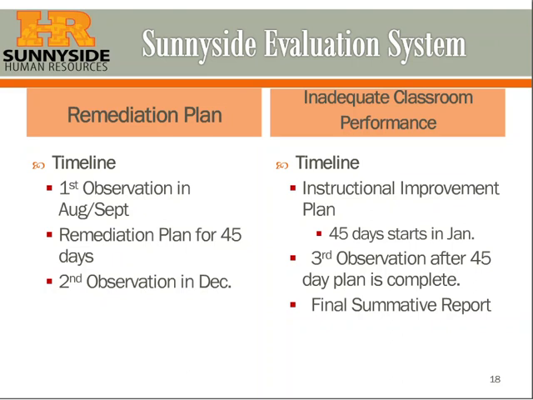If they are still inadequate, the inadequate classroom performance team will be selected to assist with this process, and the instructional plan of action will also cover an additional 45-day period of time. A third observation will occur at the end of the 45 days. A report will be generated from the evidence gathered over the 45-day plan and the final observation. If the teacher improves, they will be issued a contract for the following year. If they have not improved, termination will be recommended. The timeline for being placed on an inadequate classroom performance is instructional improvement plan, 45 days starts in January, third observation at the end of the 45 days, final report and recommendation.